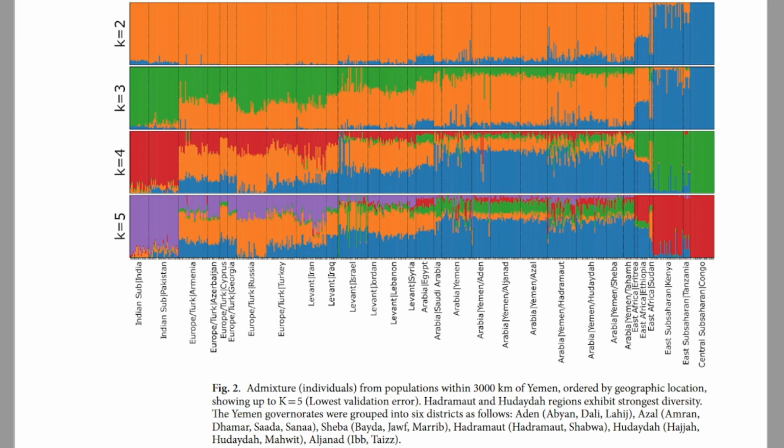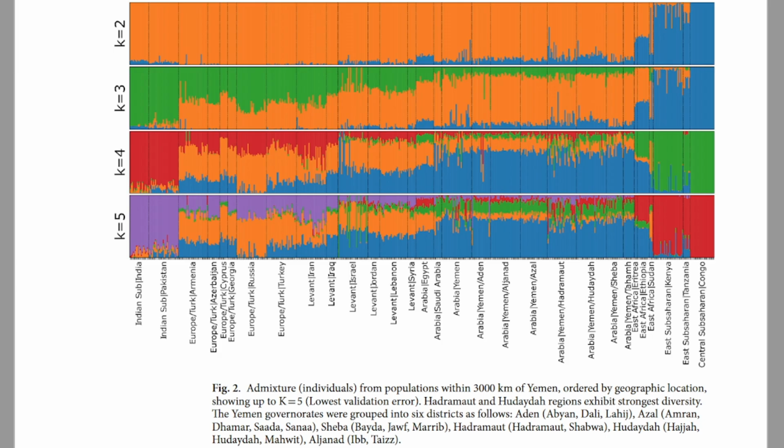K equals 2 means the population is split into 2 ancestral groups. This is often the first level of detectable genetic differentiation. For example, one group might represent populations with more sub-Saharan African ancestry, while another group might represent populations with Levantine or Arabian ancestry. The admixture graph shows 2 colors, and individuals might begin to show proportions of these 2 groups.